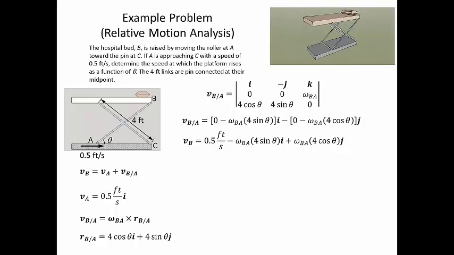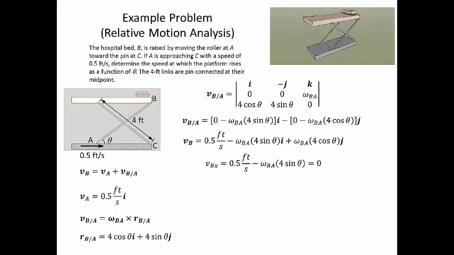The velocity at B, then, is simply determined by placing our velocity of A vector and our velocity of B from the perspective of A vector into our relative motion equation and adding those vectors together. The i components then become 0.5 feet per second minus omega BA times 4 sine theta in the i direction plus omega BA times 4 cosine of theta in the j direction.